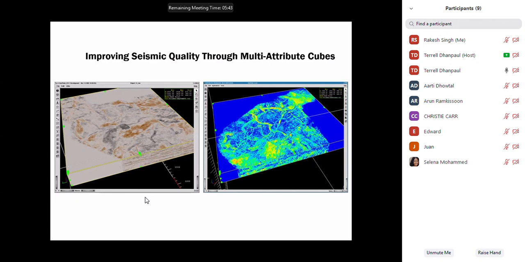What do you notice here in this one on the right? At first glance, what do you see? Vibrant colors. Yes, but the colors have some sort of significance too, right? These colors are giving you some sort of stratigraphic detail, not so? So it's giving you some sort of depositional story, not so?